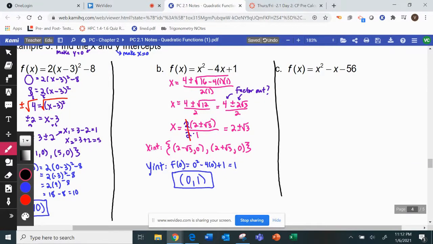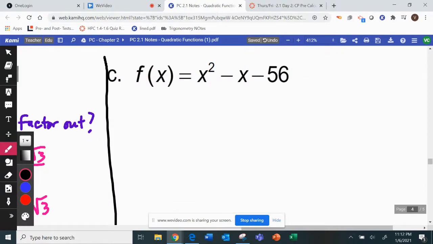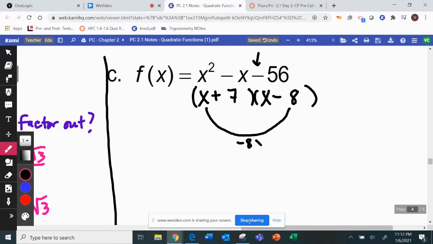And then question C, I'm going to try factoring this one again. Okay, x and x. This minus sign tells me we're going to have 1 plus and 1 minus. And factors of 56, 7 and 8. So I'm going to put a 7 here and an 8 here, and I'm just going to double check. When I multiply this together, I get negative 8x. When I multiply this together, I get positive 7x. And those do add up to equal that minus 1x in the middle. So I know I have factored it correctly.